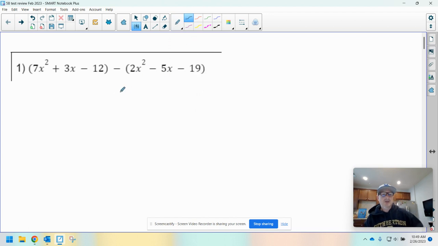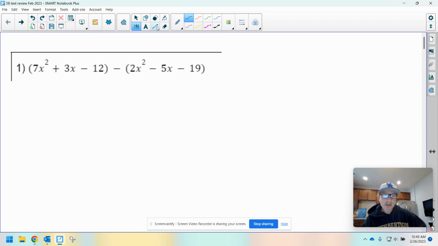All right. So we are subtracting polynomials. Polynomials means that we have more than two terms in each of them. So poly means many. So we have more than two terms because two terms is a binomial. This is a term, this is a term, and this is a term. So we have three terms in the first parentheses, and we also have three terms in the second parentheses.